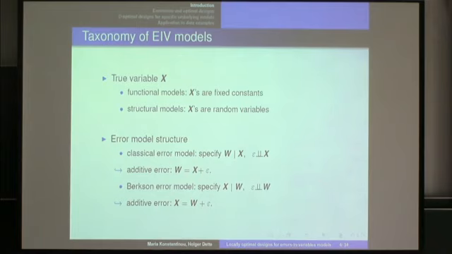Then the second characteristic is the structure of the error model. And we have a classical error model if we specify the distribution of w given x, and the covariate errors epsilon are independent of x. And then in a Berkson error model, we specify x given w, and the errors are independent of the observed variable w. And in both cases, the most common form of the errors is to have a simple additive error on the covariate.